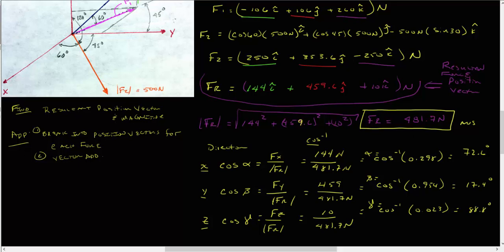Note that you should keep your negatives on here because that will help you note what side of the axis it is on, if it's on the positive or the negative side. So these would be your direction cosines.